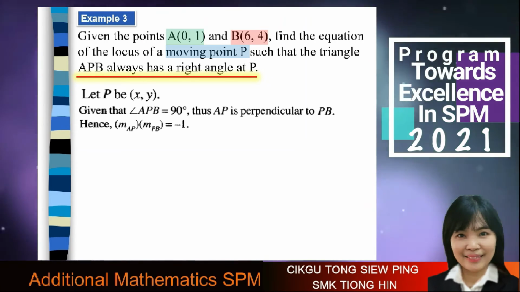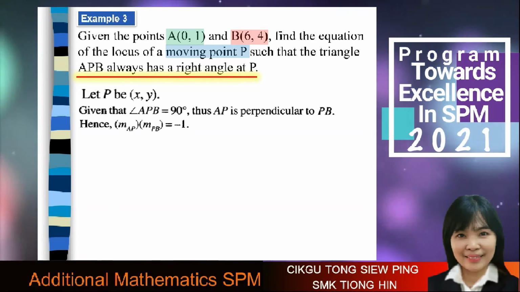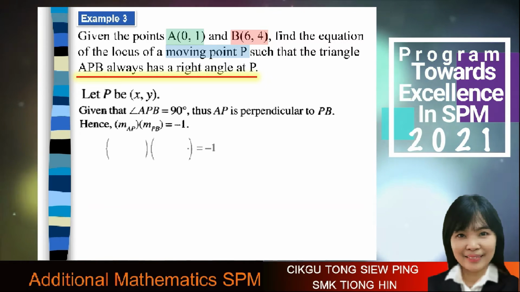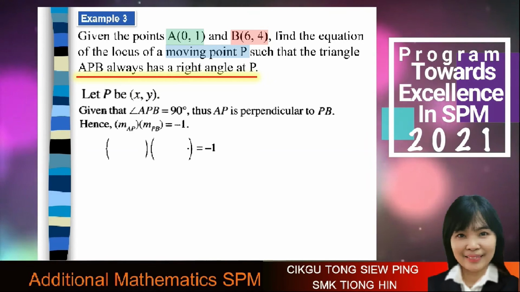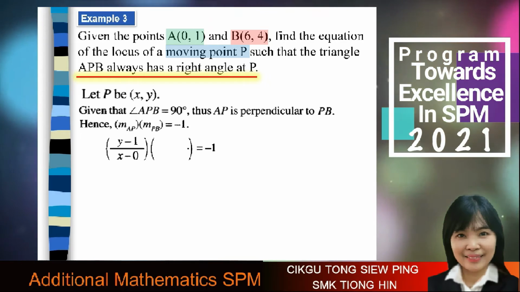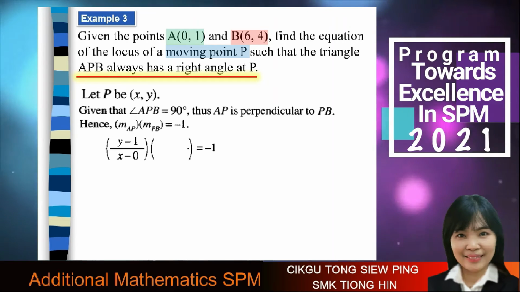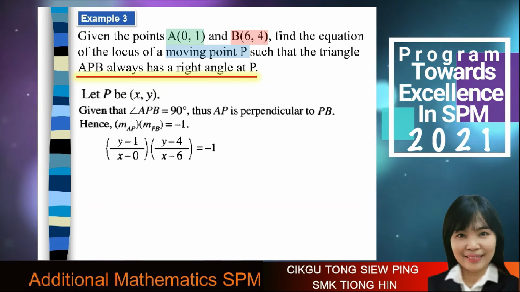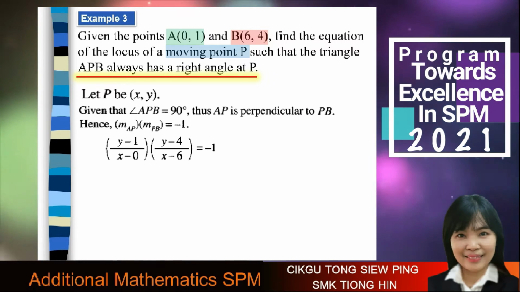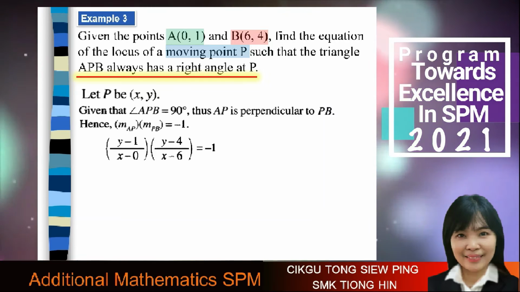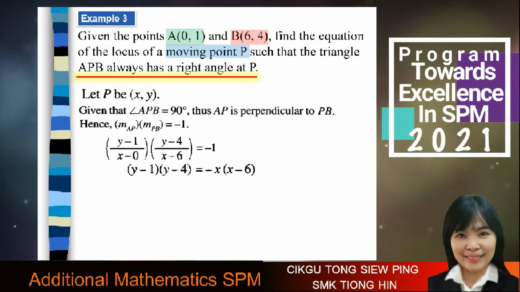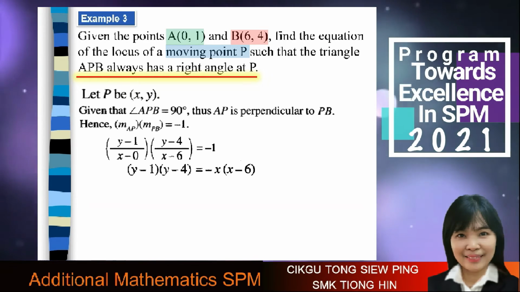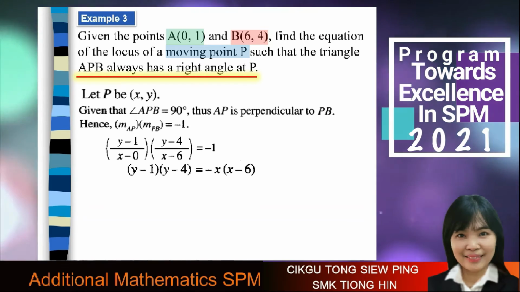We can use the gradient formula to find the gradient. That is y2 subtract y1 divided by x2 subtract x1. The gradient of AP is given by y subtract 1 divided by x subtract 0. The gradient of PB is given by y subtract 4 divided by x subtract 6. We can simplify it, then we get this. (y minus 1) multiplied by (y minus 4) is equal to negative x multiplied by (x minus 6).